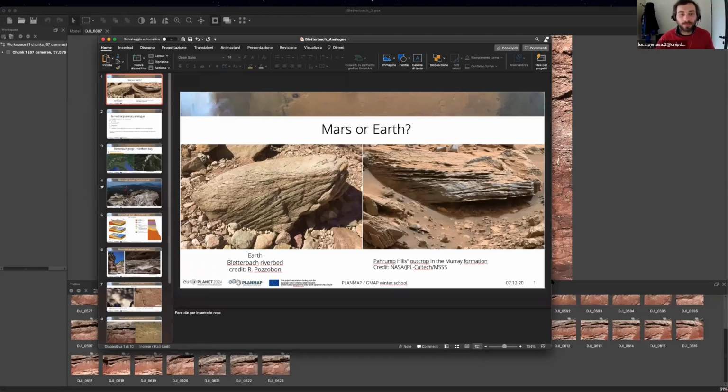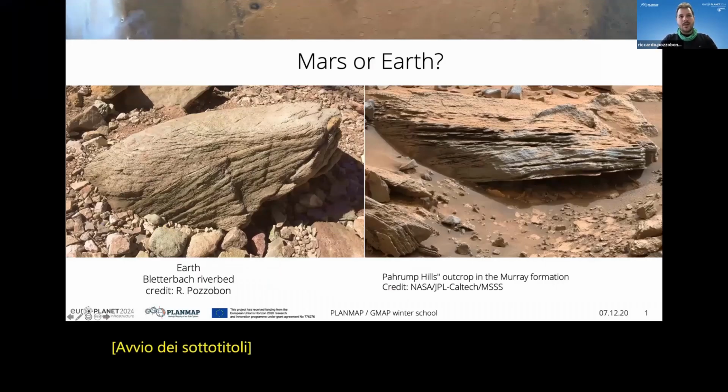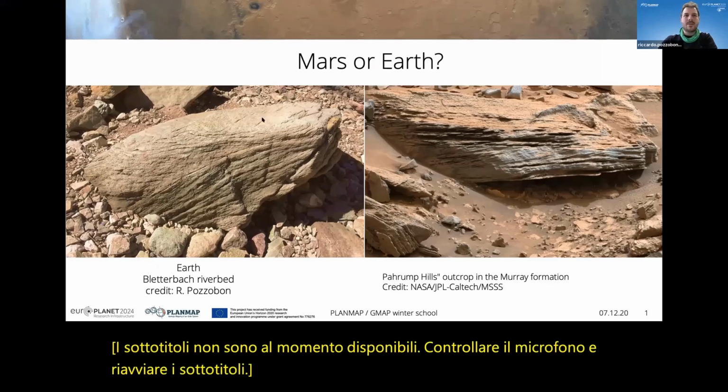Okay, so just before diving into the dataset we are going to deal with, I would like to start with these two simple images. If you didn't know where they were taken, I guess none of you would be able to tell the difference. These are two very beautiful outcrops. This was taken on Earth in the Blätterbach riverbed. You see a very beautiful boulder with cross stratification. Here, a similar formation in the Murray Formation on Mars, imaged by the Mastcam on the Curiosity rover.